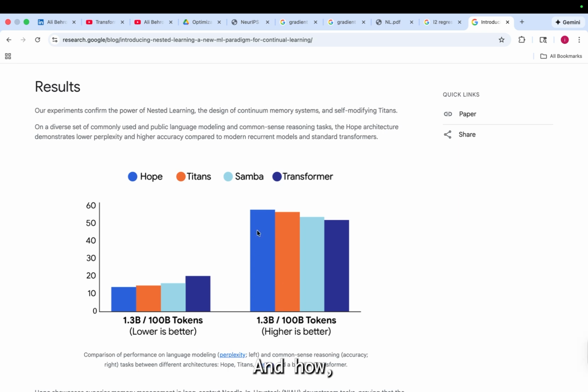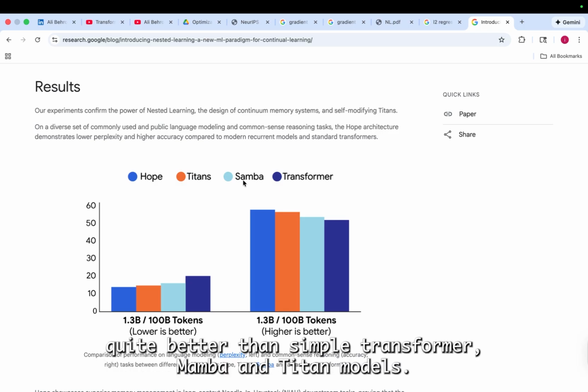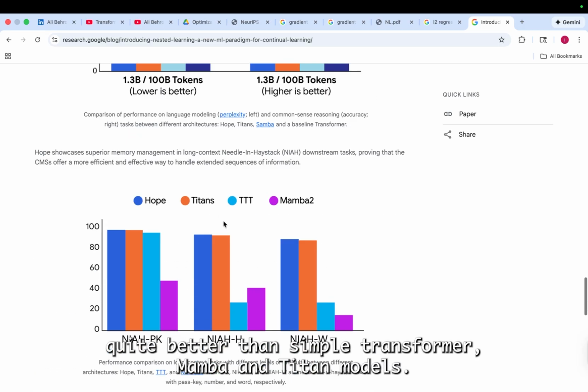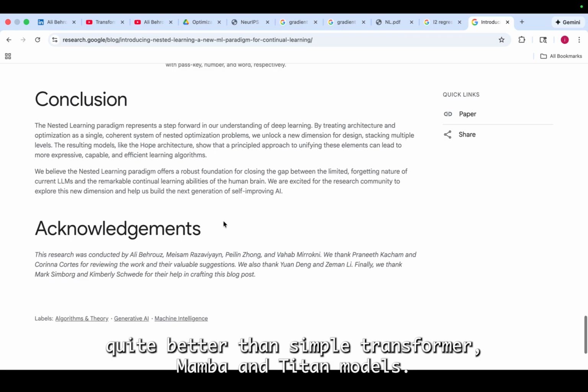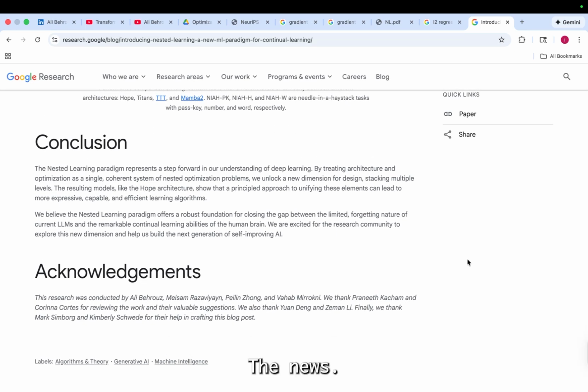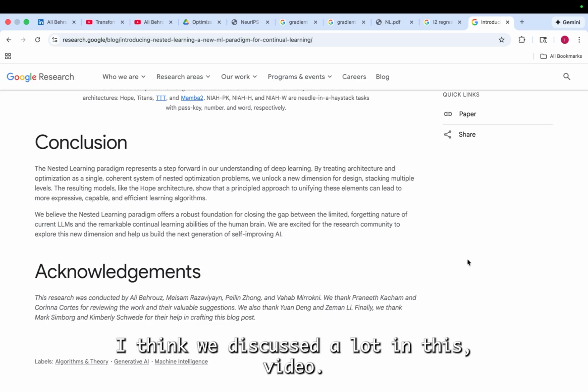And how the Hope architecture performed quite a bit better than the simple transformer, Samba, and Titan models that were produced. Yeah, pretty much it.